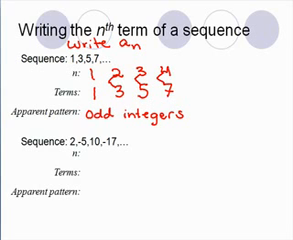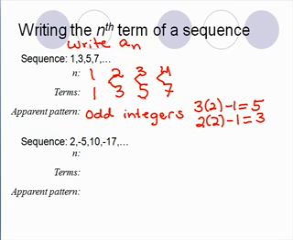But if I take 3 times 2, I get 6. If I subtract 1, I get 5. What about if I do 2 times 2 minus 1? That's going to give me a 3. So it looks as though our pattern, a sub n, is going to equal 2n minus 1.